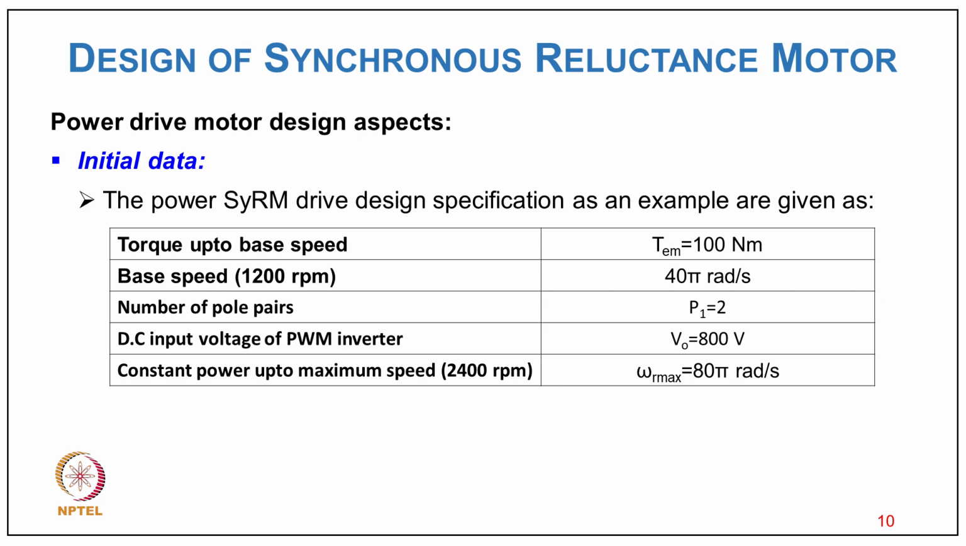So coming to the power drive design aspect, the initial data: a power SRM drive design is taken as an example. Torque up to the base speed Tm equal to 100 Newton meter, base speed 1200 RPM, that is 40 pi radian per second, and the number of pole pairs P1 equal to 2, that is 4 pole, and the DC input to the PWM inverter is V equal to 800 V, and the constant power up to the maximum speed of 2400 RPM, equal to omega r max 80 pi radian per second.